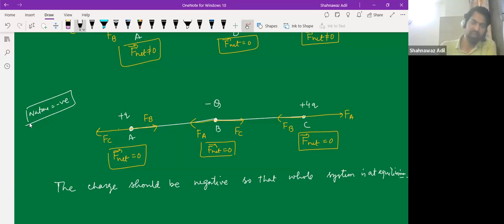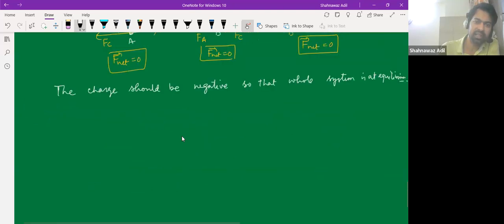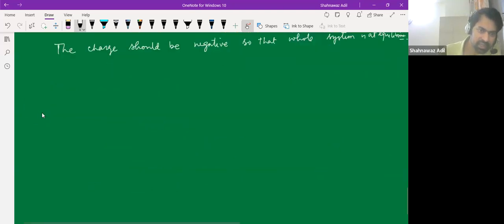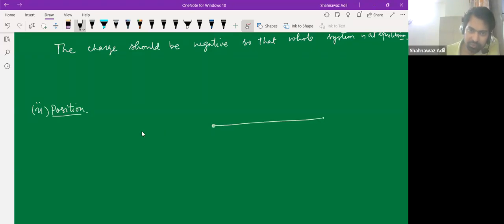Now, let us remember this diagram. So I will just directly write the diagram. Second thing we have to find out is the position, right? Let's say this is x. This is L minus x. This is plus q. This is plus 4q. This is minus q.